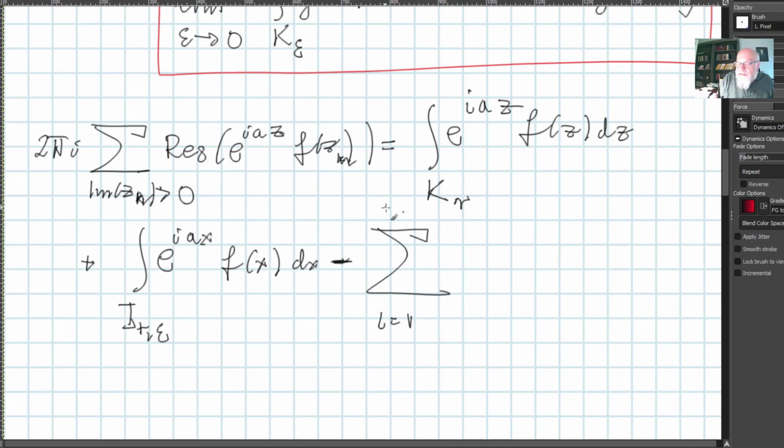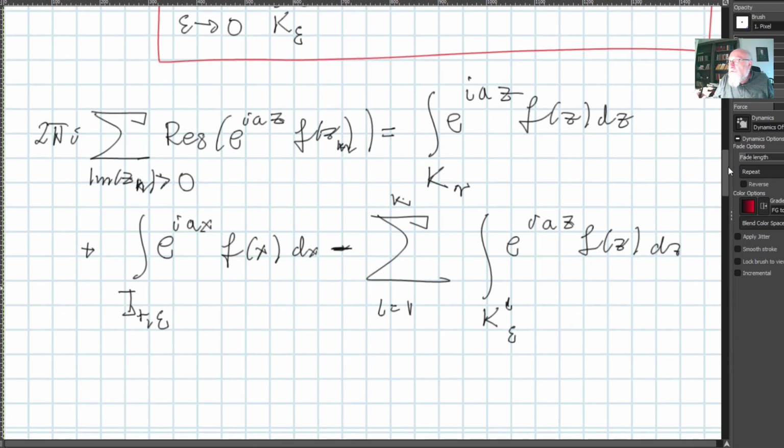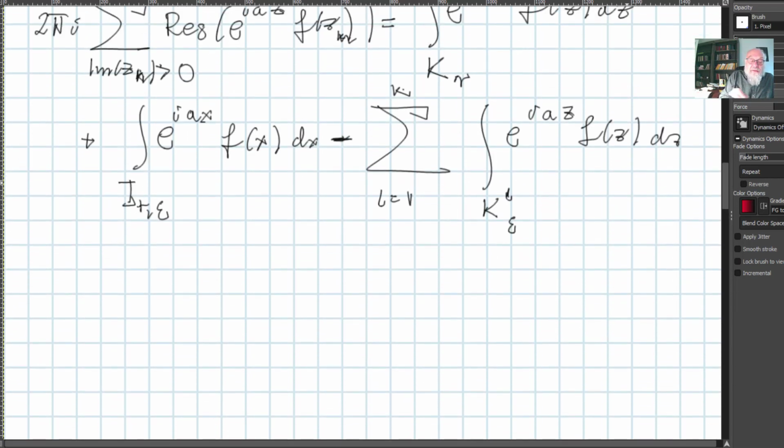So then I have here this k, this is L, this one is epsilon, and then you have here e^{iaz} f(z) dz. And now we go to the limit. We go to the limit. So epsilon goes to 0, R goes to infinity, and what do I get here?